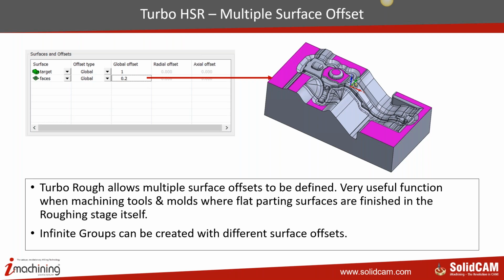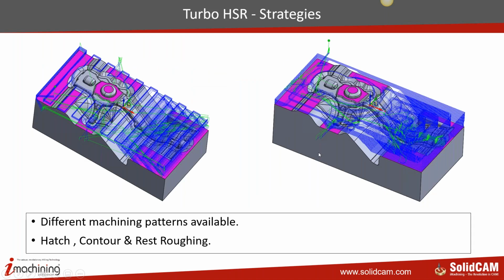So this is very, very essential for the mold and die makers, where they would like to give, let's say, on the parting surface, they would like to keep very less stock, and for the area that needs the part area, they would like to have a bigger stock. So another very highlighted, this is one of the highlights of Turbo HSR. Strategies, well, we have got the hatch, contour, and rest roughing. All the three strategies are currently available with us in Turbo Rough.